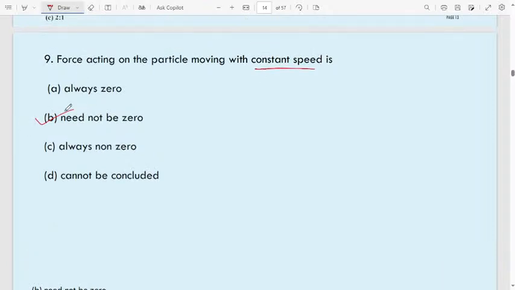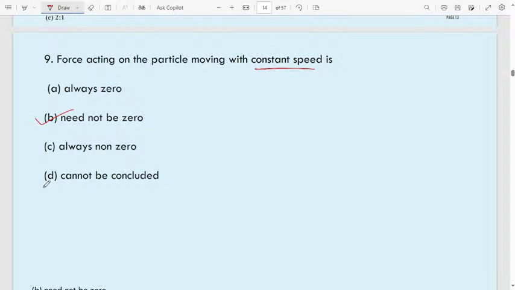Here they are asking about the force acting on a particle moving with constant speed. If the object is moving with a constant speed, don't think you are not applying any force. Continuously you are applying a force. To maintain a constant speed, the object requires some force. Therefore, the force is not always 0; it need not be 0. Always 0, no, wrong. Always non-zero, that is also wrong. Cannot be concluded, that is also wrong. According to this question, the correct answer is need not be 0.